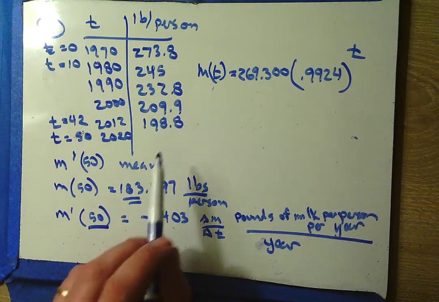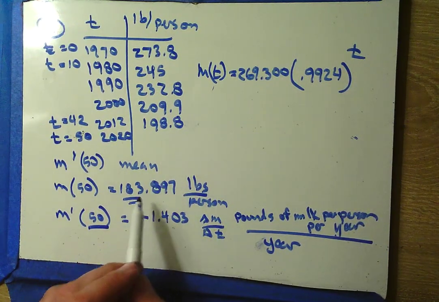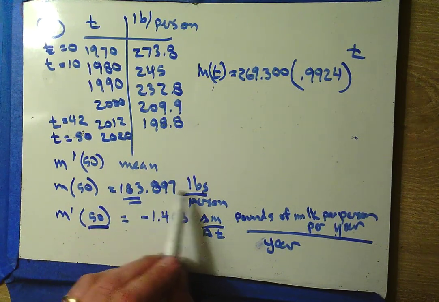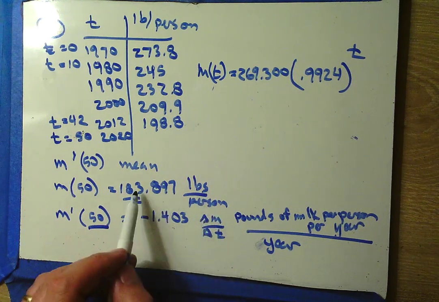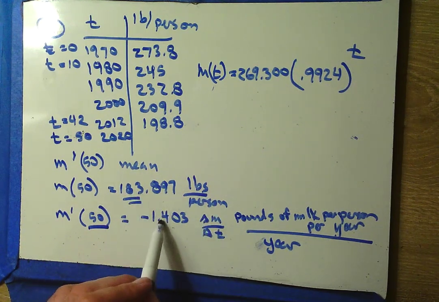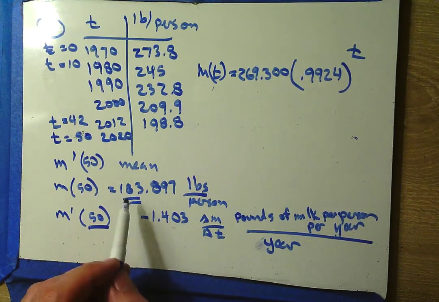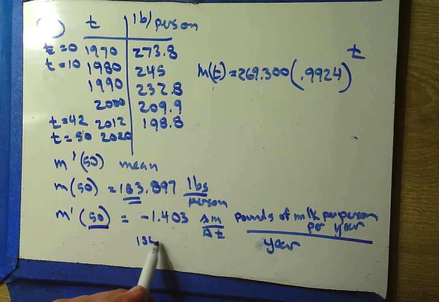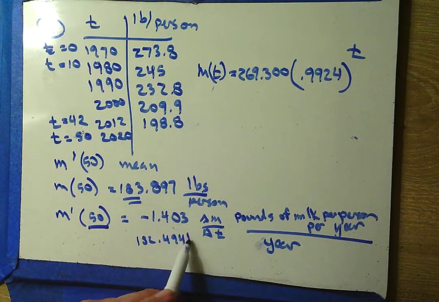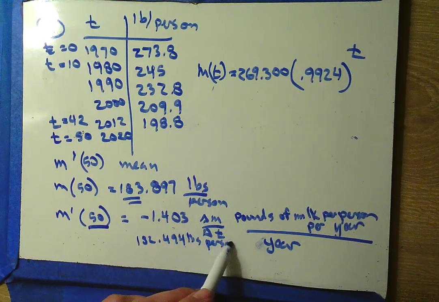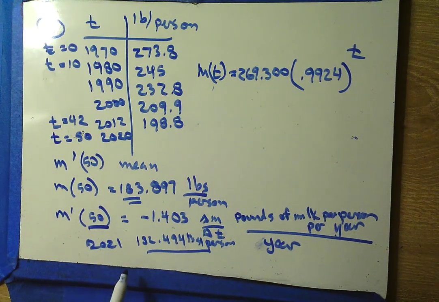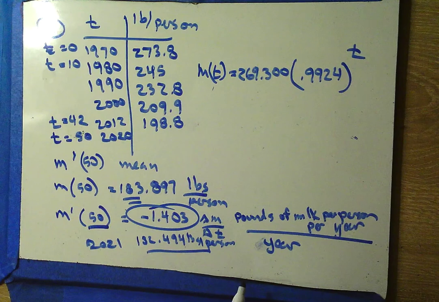That means if in 2020 each person is expected to consume 183.897 pounds of milk per person, then we would expect that number to go down by 1.403 pounds to be 182.494 pounds per person in 2021. Because the rate of change is we're reducing our consumption by 1.4 pounds per year.